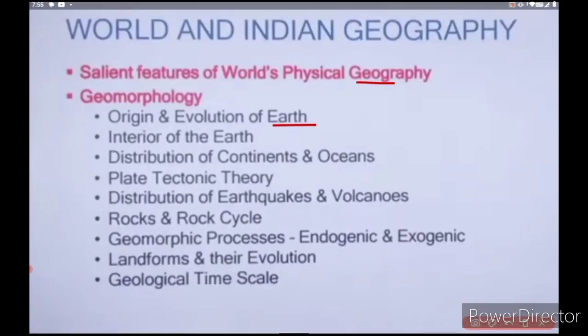We have geomorphology in this, so origin and evolution of the earth, interior of the earth, so basically layering of it, so crust, mantle, core, everything, distribution of continents and oceans, plate tectonic theory, distribution of earthquakes and volcanoes, rocks and rock cycle, then geomorphic processes, both endogenic and exogenic, landforms and their evolution, and about the geological time scale. Here in geomorphology, each and every topic is very important, so I would suggest you to study it.